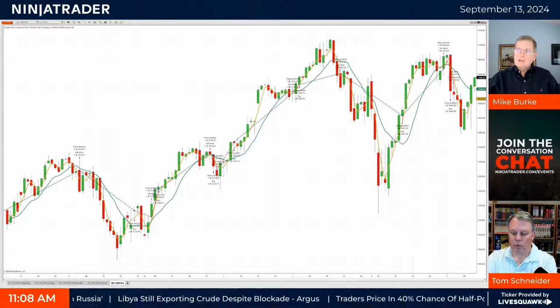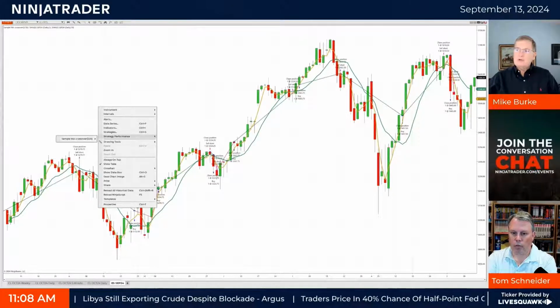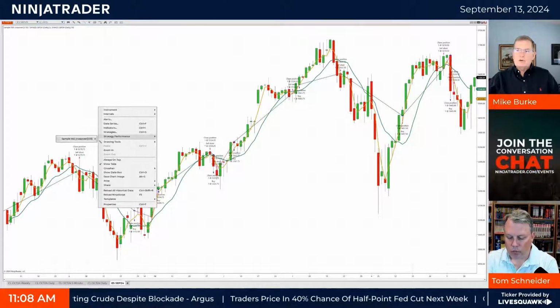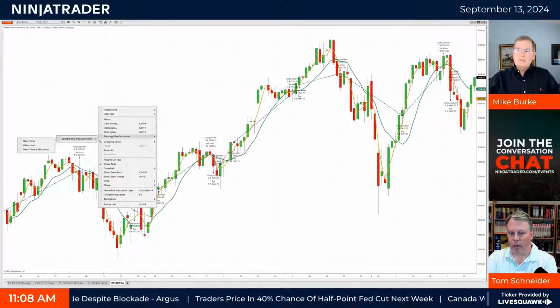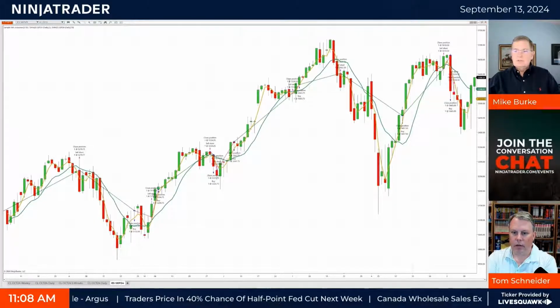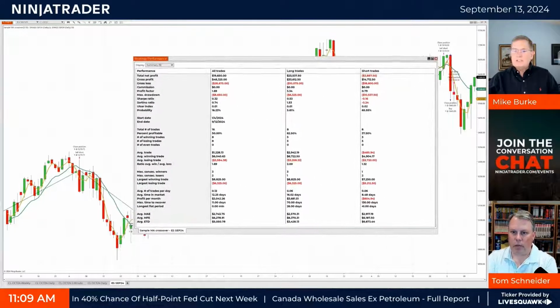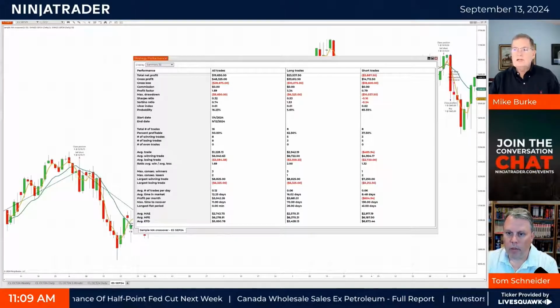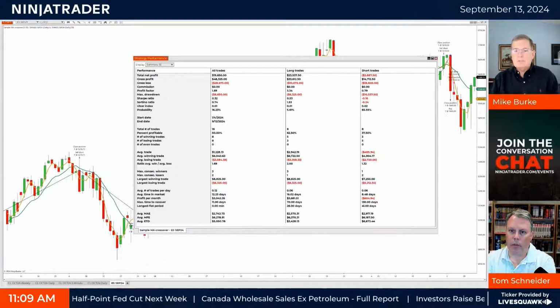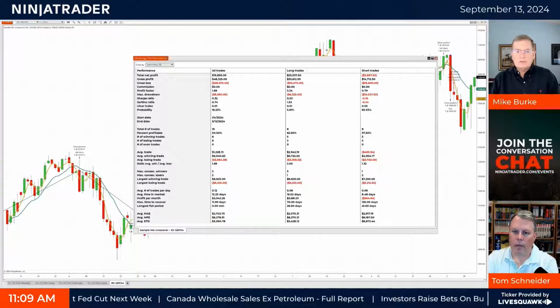I'm going to right click and go to strategy performance. This is where we can bring up that strategy performance report. We're looking at the sample moving average crossover, and we're going to look at this historically. So Tom, talk a little bit about the chart environment. We're looking at a daily chart of ES. That's really kind of the environment that we're backtesting in, the laboratory, so to speak.